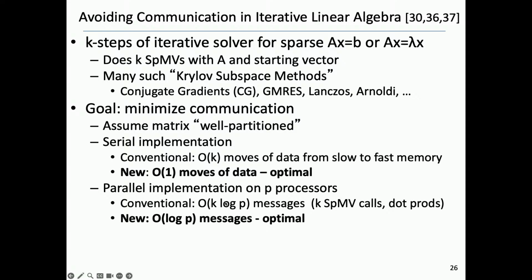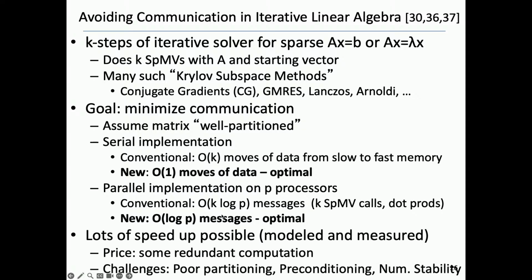So in the conventional world, every time I take a step, I need to do some dot products and compute some norms. And so I'm going to have to do a reduction. So for every step, every one of the k steps, I need to do a reduction, and a reduction costs me log p messages. I'm going to do it with just order log p messages. So it's going to have the same latency cost as a single step. And so there's going to be lots of speed up, and we'll show you some numbers later.